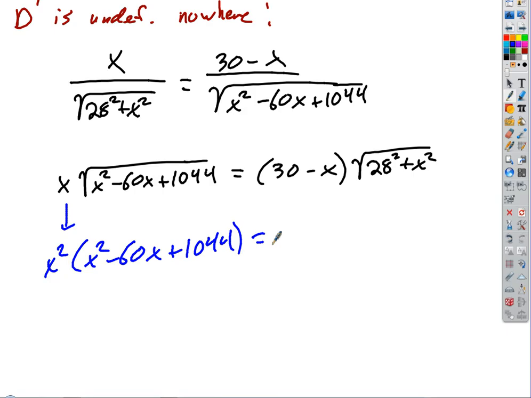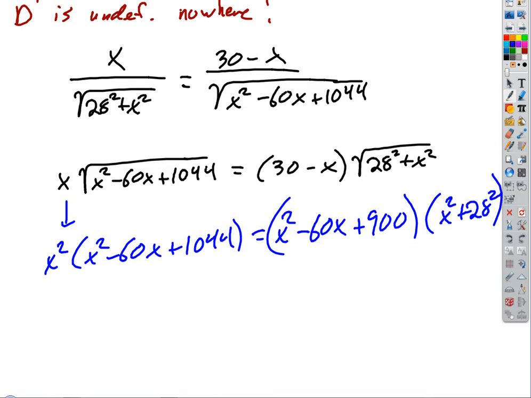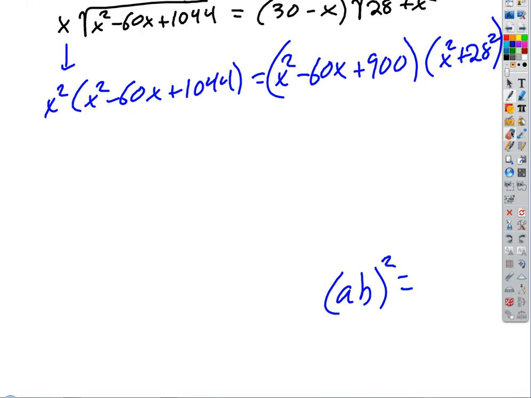Okay, what about over here? I'm going to get this guy squared, right? Which is, let's flip this around. So we're going to get x squared minus 60x plus 900 from that squared, times that. Okay, so this is looking pretty ugly. Maybe I didn't think this problem through well enough. All right. I have to start erasing.